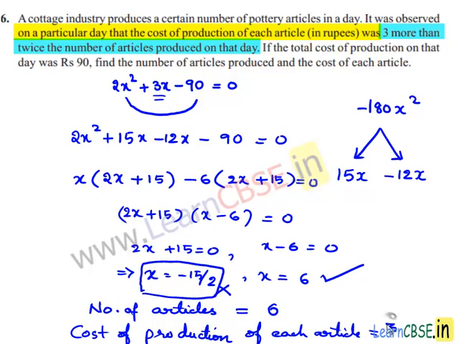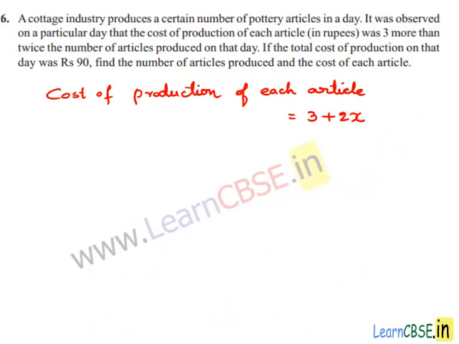And the cost of production of each article, we got it as 3 plus 2x. We know that the value of x is 6, so 3 plus 2 times 6. This is equal to 3 plus 12, which is 15. Therefore, the number of articles produced is 6, and the cost of production of each article is 15.